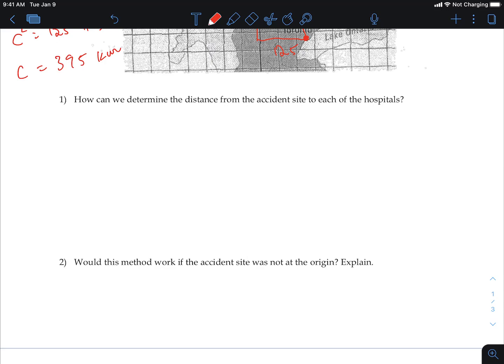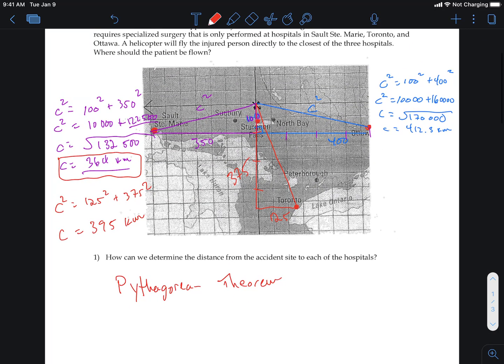How can we determine the distance from the accident site to each of the hospitals? You could apply Pythagorean theorem, basically. Can you go up for a second? Okay. Use your triangles, Pythagorean theorem. What did you write at the end of Pythagorean? No, what's the end of the word? That's close enough. That's a straight line. That better? There you go. It's an N.